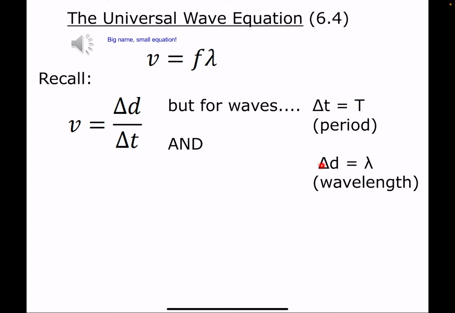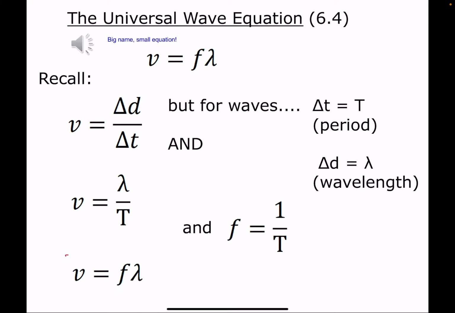And the specific distance that we're going to talk about is the distance for one wave. That is the wavelength. If I make those replacements, I get this. And frequency is 1 over period, so I get this. I'm never going to ask you to derive this equation, but there is the universal wave equation. It really stems from this old equation that we know from way back at the beginning of the semester. So, universal wave equation: v is the speed of the wave, f is the frequency of the wave.